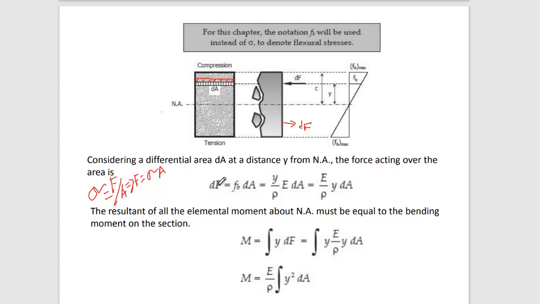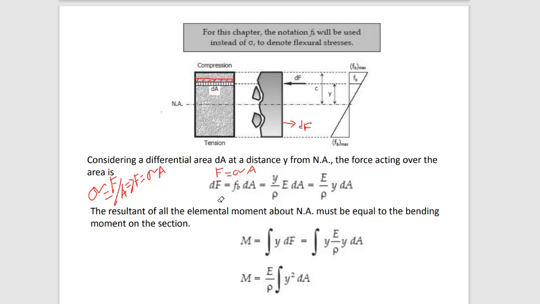So now this is your F, and what is your sigma? fb. And what is your area? dA. This is the small portion you considered, but if you consider the whole compression zone, you can do the integration of this. This way you can take the whole portion. I will come back to this integration portion later. Do you understand the concept?